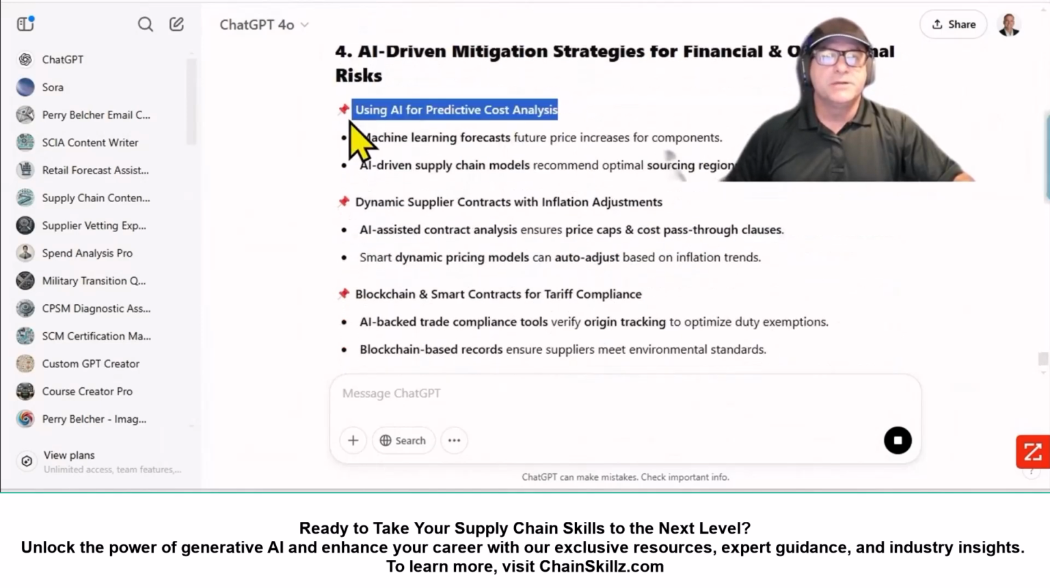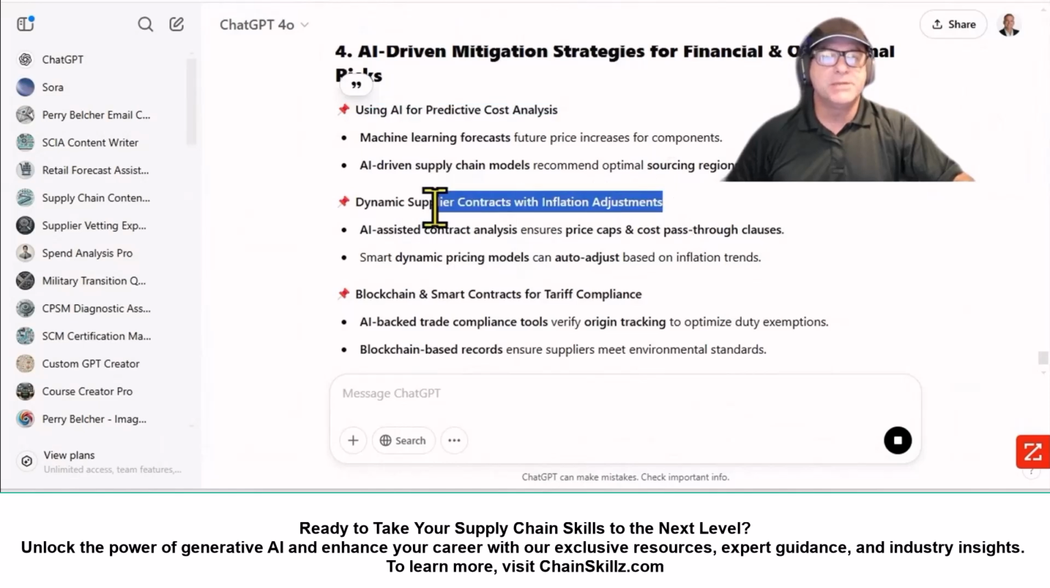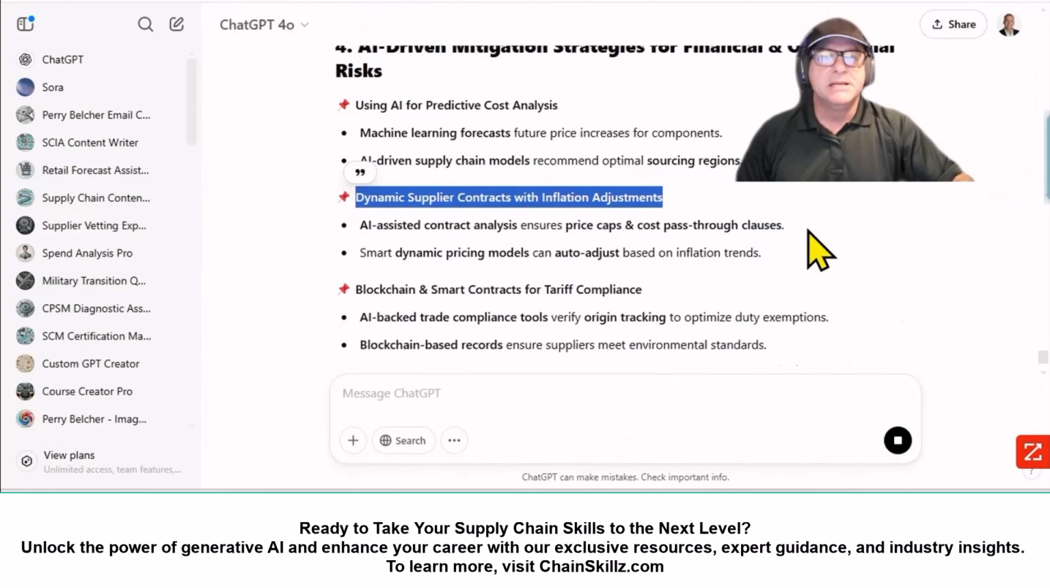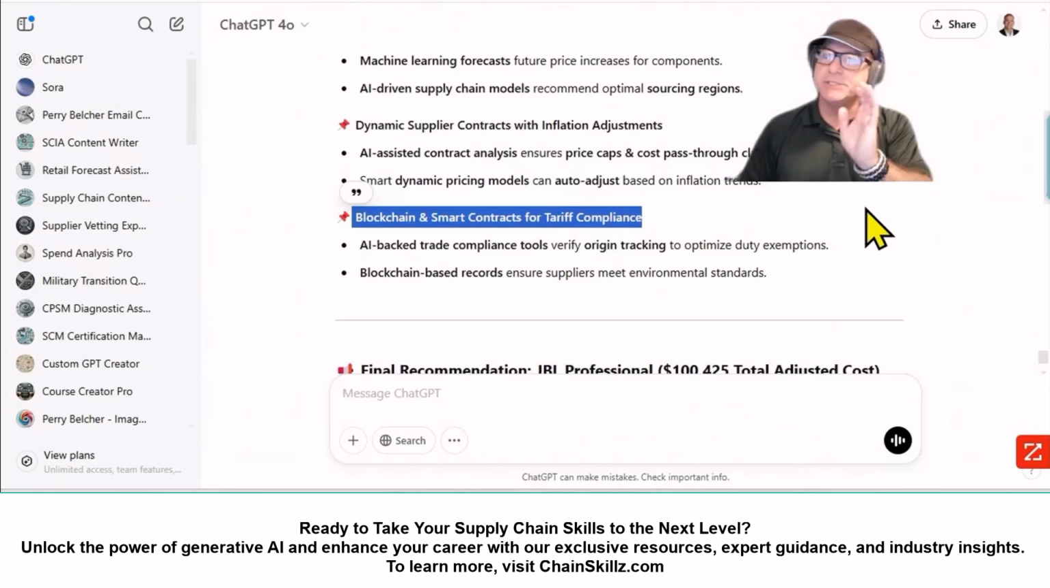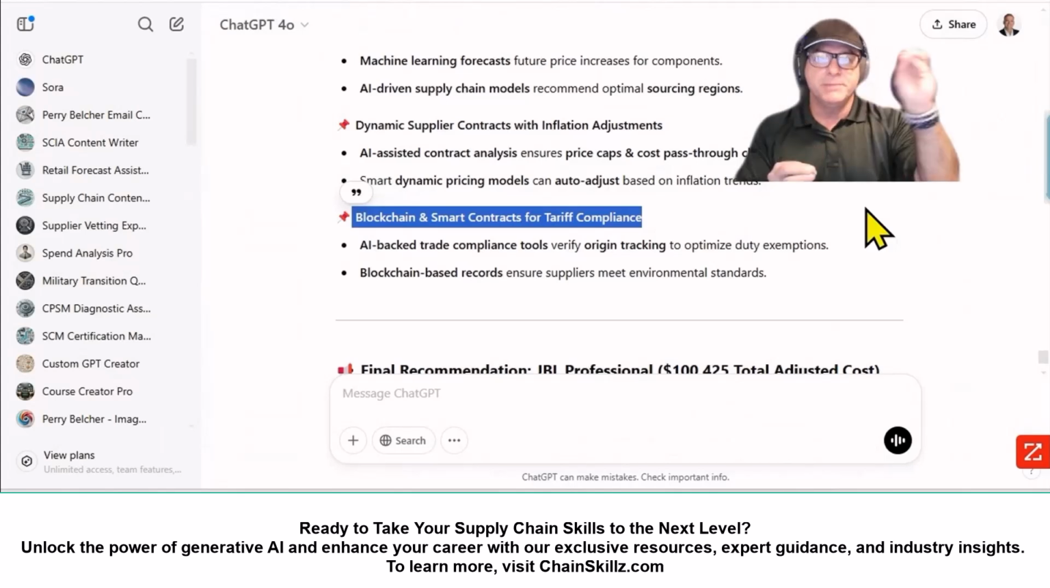Continue to use predictive cost analysis, dynamic supplier contracts with inflation adjustments, definitely. Blockchain, smart contracts with tariff compliance. Now, blockchain's a whole other conversation, right? Everyone knows about blockchain due to Bitcoin. Bitcoin is the one that everyone hears about.